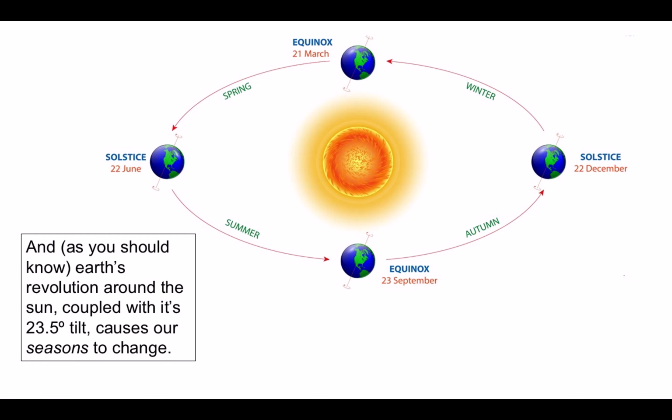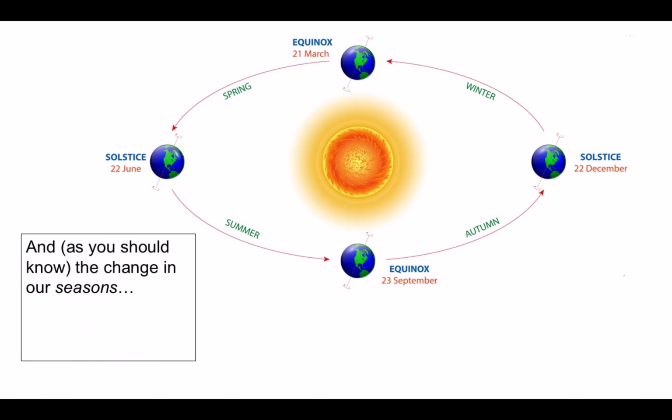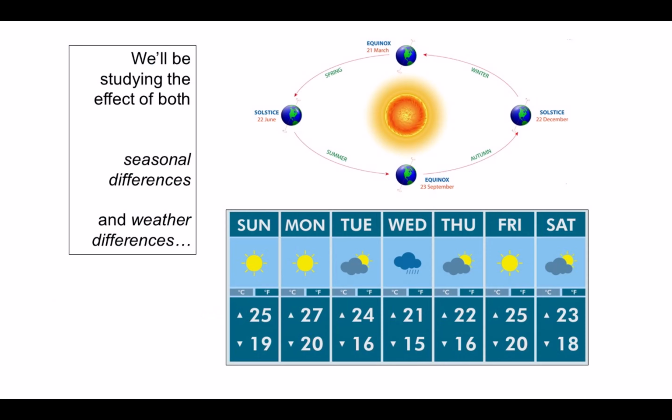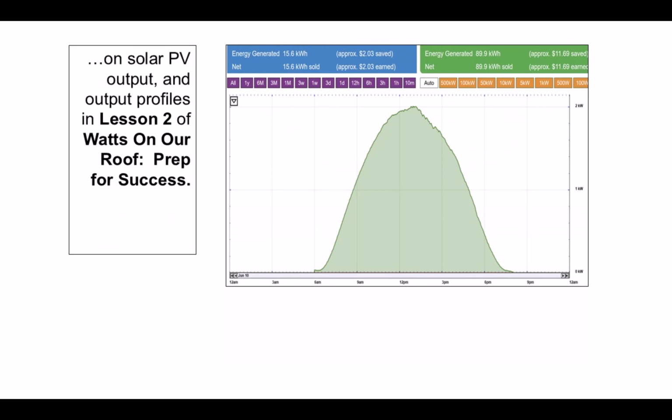And, as you should know, Earth's revolution around the sun, coupled with its 23.5-degree tilt, causes our seasons to change. And the change in our seasons drives the changes in our weather. We'll be studying the effect of both seasonal differences and weather differences on solar PV output and output profiles in Lesson 2 of What's on Our Roof? Prep for Success.